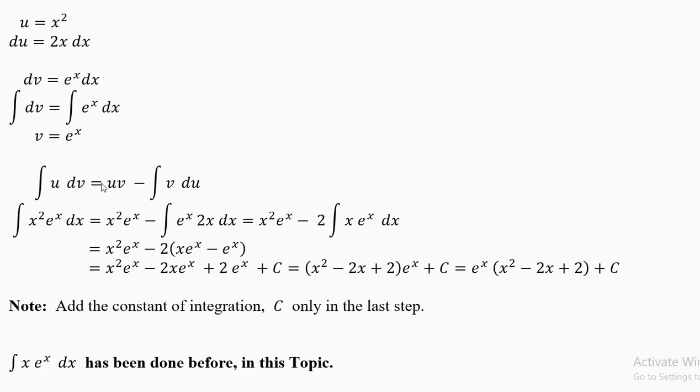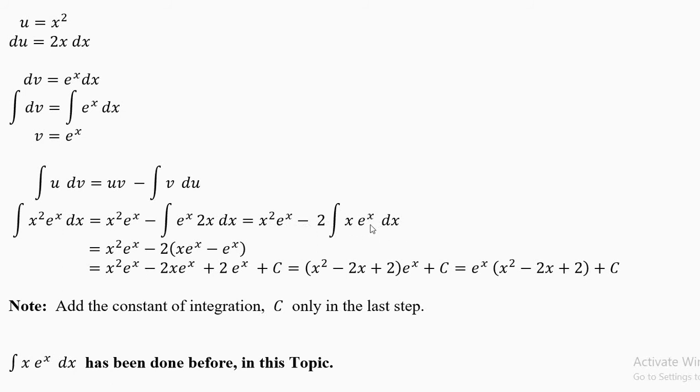Now copy the formula. You have uv here. U is x square, v is e power x. Write this 2-3 times because this will not be integrated again. This is outside the integration. First part of the formula. Minus integral v du. Now v is how much? V is e power x. How much is du? It is 2x dx. So you have 2x dx here. Take 2 outside. We'll get x square e power x minus 2 integration x e power x dx.